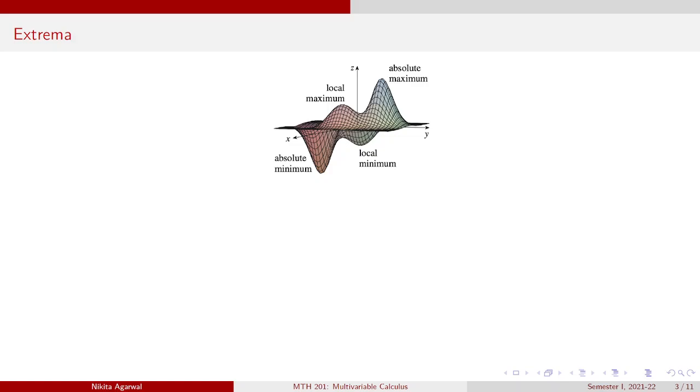So today we are going to talk about what are called extrema of a function. You already know of this concept for a function of one variable, where you talk about local maxima, local minima, absolute maxima and absolute minima. Today we are going to extend these ideas to a function of two variables.